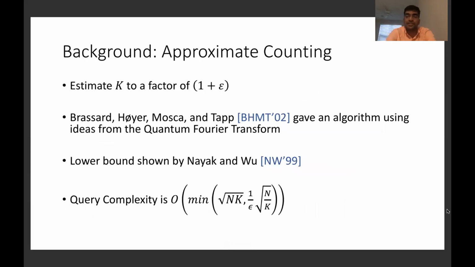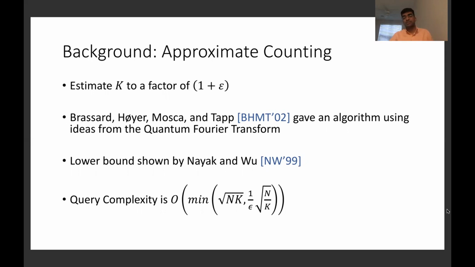Now let's head to the approximate counting problem, where we want to estimate k to some factor of 1 plus epsilon, to some multiplicative factor. Brassard, Hoyer, Mosca, and Tapp in 2002 gave an algorithm for this, and this algorithm uses ideas from the quantum Fourier transform. A lower bound for this was shown by Nayak and Wu in 1999. The query complexity of this algorithm is the minimum of 2 quantities. The first one is square root nk, and the second one is 1 over epsilon times square root n over k.